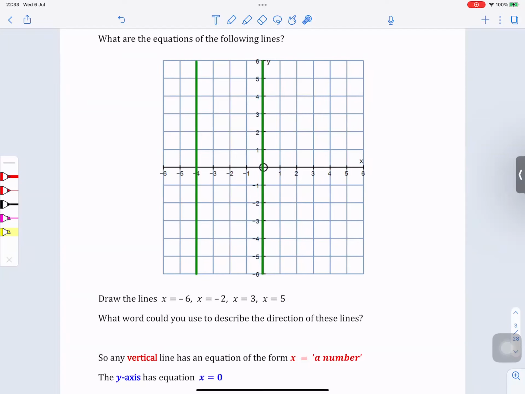Any vertical line has an equation of the form x equals a number. The y-axis has equation x equals 0. So this one is the y-axis, x equals 0.